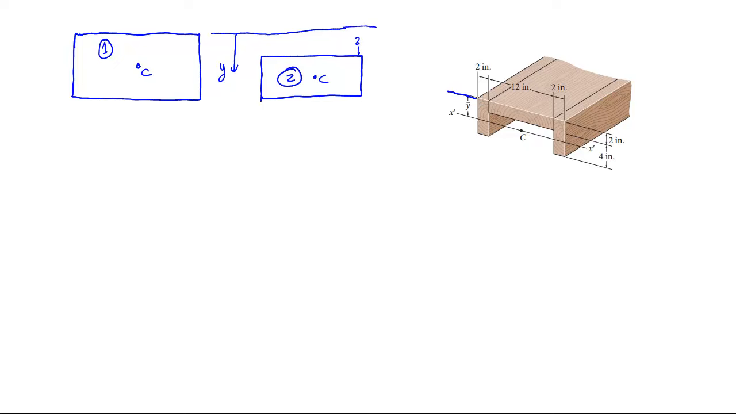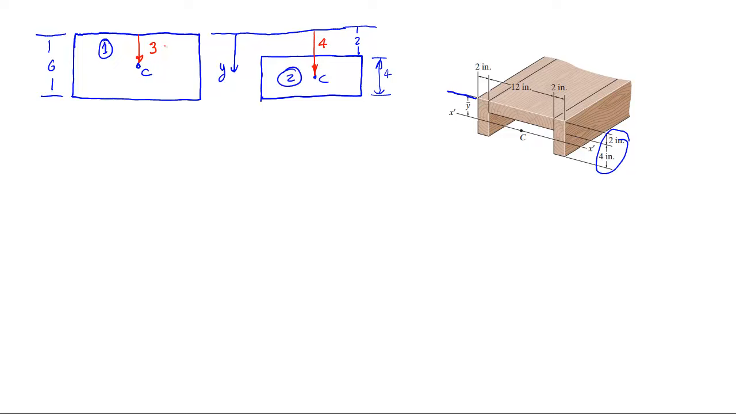This distance is 2, and this distance is 4, so it's not to scale. So this distance down to this one's centroid is 2, and then half of 2, or 4 total. This distance over here is 6. So down to here is 3.